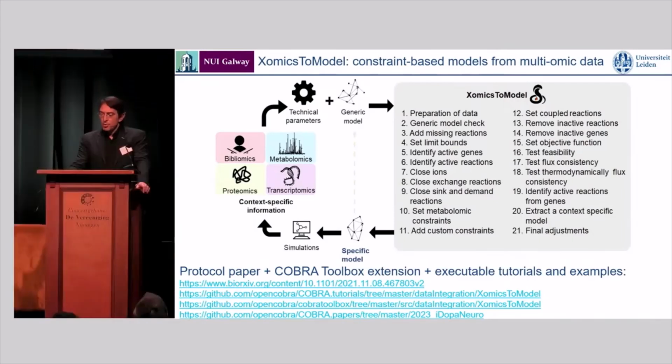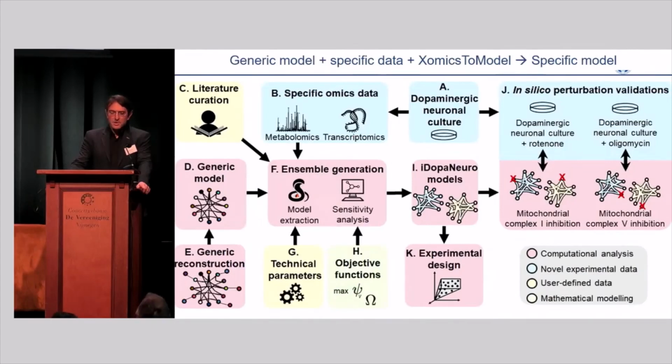XomicsToModel is a protocol paper. It's a Cobra Toolbox extension. It's a set of executable tutorials and also some real-life examples of generation of a dopaminergic neuronal metabolic model using this technique, and it's all open source and openly available to everybody via these links. It's a fairly complicated protocol. It took us 5 years or so to develop. I'm only going to touch on a couple of bits here today.